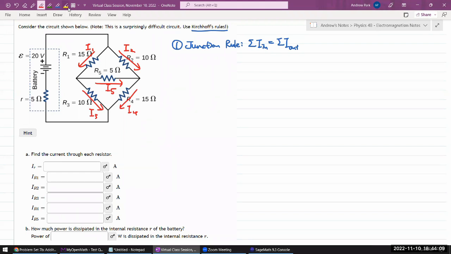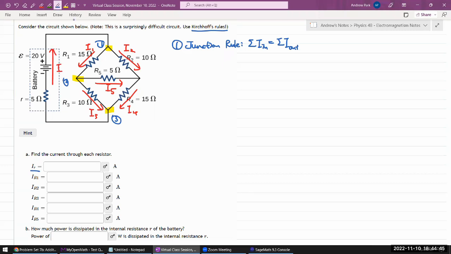Let's count the junctions. That'll tell us how many times we can use the junction rule. I have 1, 2, 3, 4 junctions. That's why it's surprisingly difficult. So I can use up to 3 of those junctions. There are 4, so I need to leave 1 unused. Let me not use this one and write down junction rule equations for 1, 2, and 3. I think I need one more label: this is going to be my current I through the main branch of the circuit.